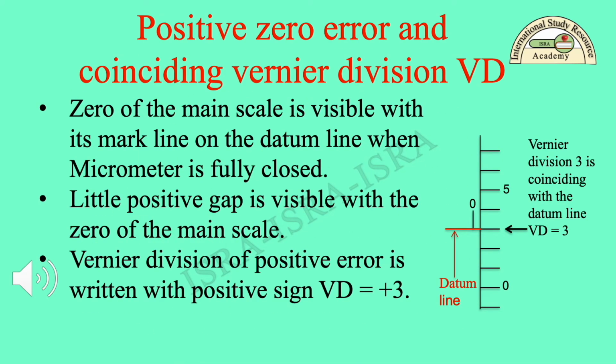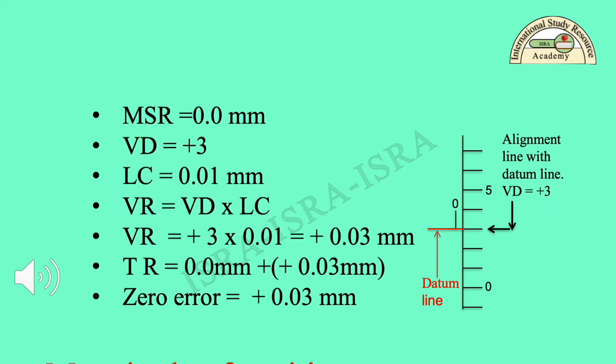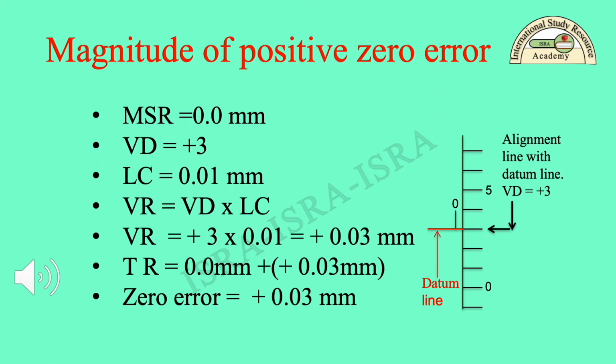Positive zero error and coinciding vernier division VD. Zero of the main scale is visible with its marked line on the datum line when micrometer is fully closed. Little positive gap is visible with zero of the main scale. Vernier division of positive error is written with positive sign as VD is equal to +3 as shown in the diagram.